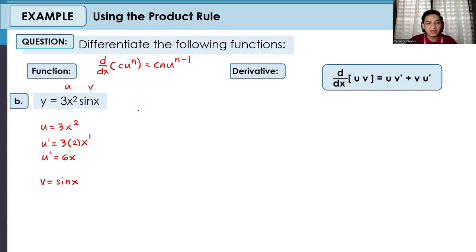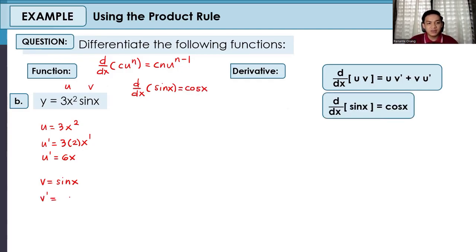Proceed tayo sa ating v, which is our sine x. And as we have tackled earlier, the derivative with respect to x of our sine x is equivalent to cosine of x. So v prime is equivalent to cosine of x natin is x pa rin. Proceed po tayo sa ating product rule.